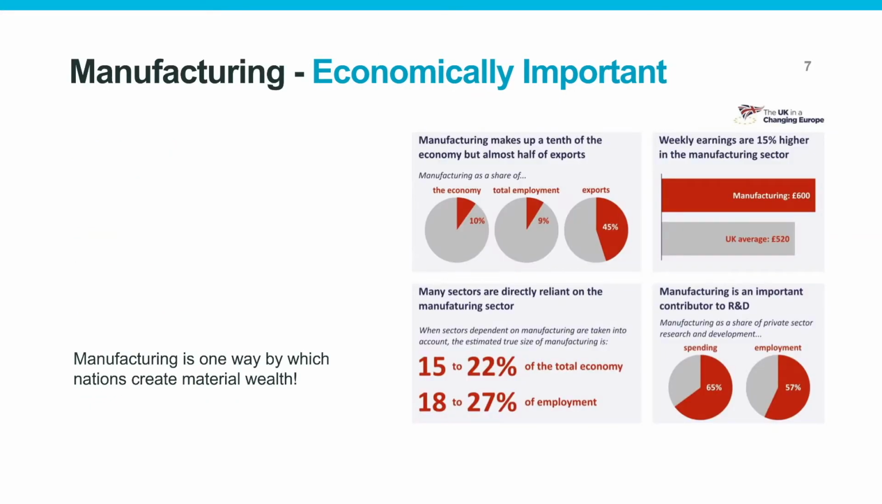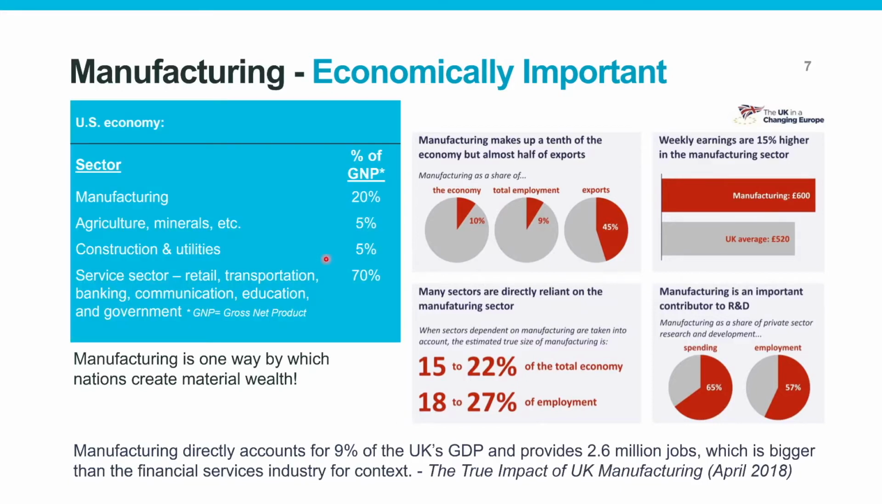Manufacturing is also economically important. If you see the graph here, you will see that manufacturing makes up 9% of our total economy in the UK. It has 10% of the total employment and 45% of our exports. So basically, manufacturing has become one of the ways that a nation creates material wealth. If you compare these figures with the USA, for instance, you can see that manufacturing has 20% of their gross national product, in comparison to agriculture, which is 5%, and construction, which is only 5%. So manufacturing is economically important.